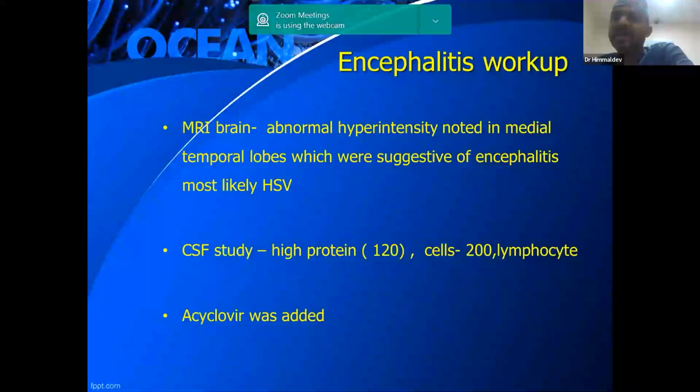So when the high protein was there, the cell count was 200, which was high, and it was lymphocyte predominant. All these are suggestive of viral encephalitis. Generally, it is the herpes simplex virus. So that's the reason we added him on acyclovir.